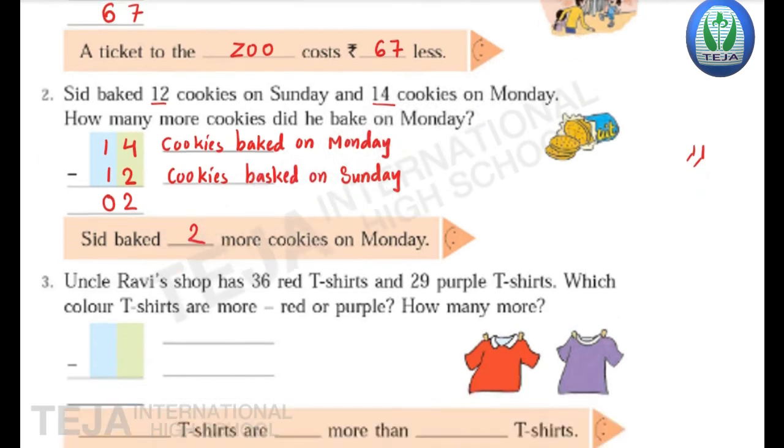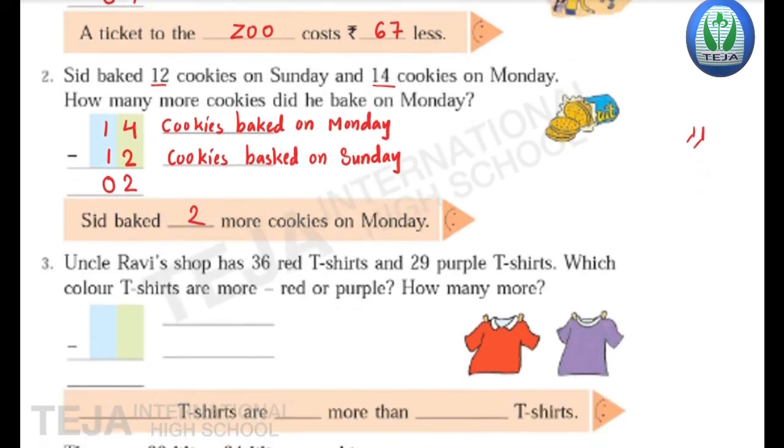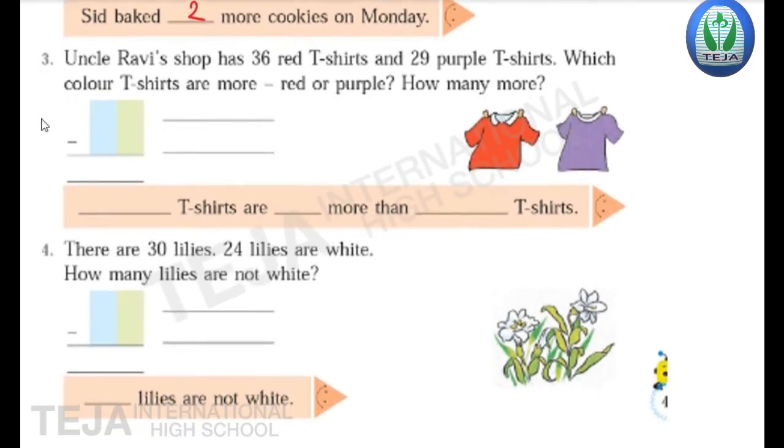Next, third one. Here, Uncle Ravi's shop has 36 red t-shirts and 29 purple t-shirts. Which color t-shirts are more, red or purple? How many more? So here Uncle Ravi's shop is there. In Ravi's shop he had a few red t-shirts and a few purple t-shirts. Here the number of red t-shirts is 36. The number of purple t-shirts is 29.